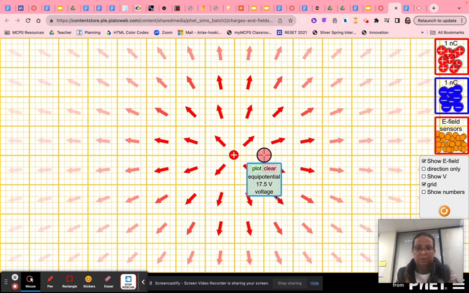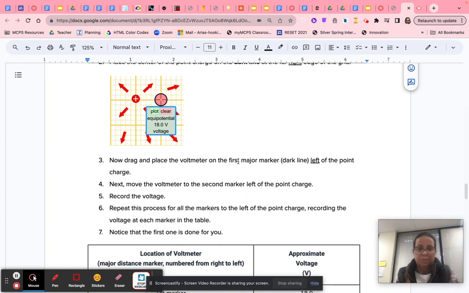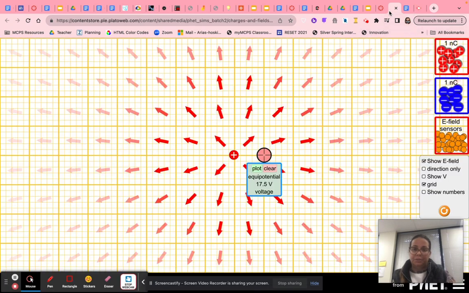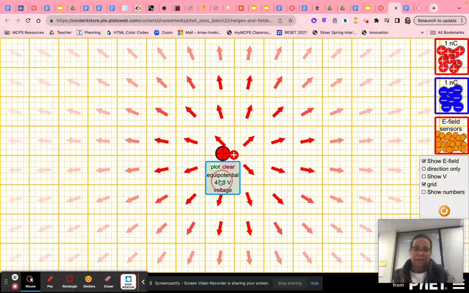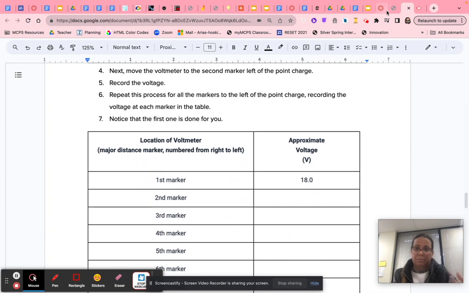Look at the voltage, what's going on in here, okay? Then you're going to follow the instructions. Then you're going to go to the left corner. So you're going to go back to your simulation and go all the way to the left corner. What do you see happening? For the first one, I already answered that for you. So let me go back to the right side.